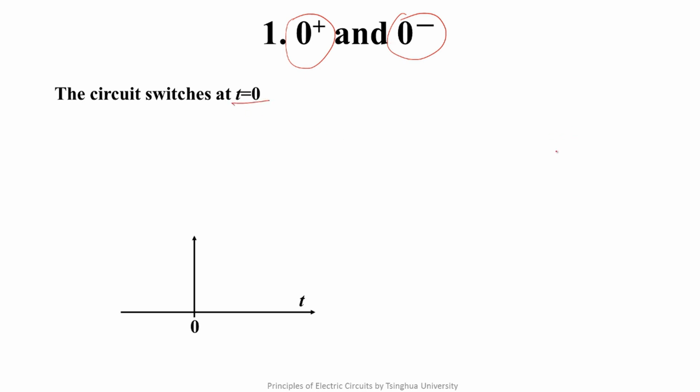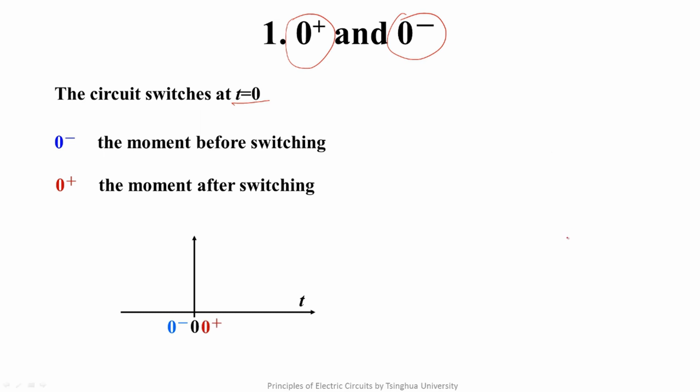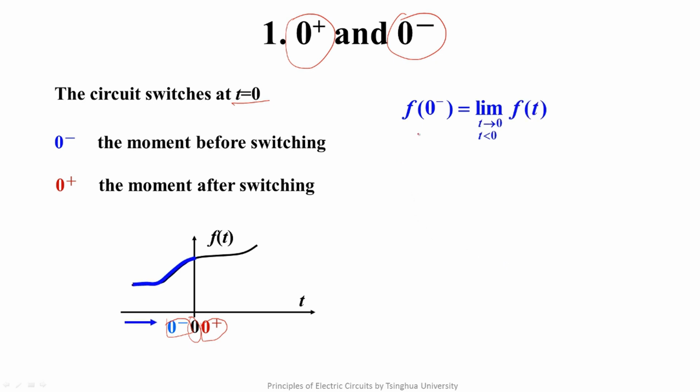Then we can define that zero negative is the moment before switching, and zero positive is the moment after switching. That is to say, arbitrarily divide the point 0 into a period. Then for such a waveform, we can define that zero negative is the limit function value to time 0 approaching from the negative side, and the zero positive is the limit function value to the time 0 approaching from the positive side.